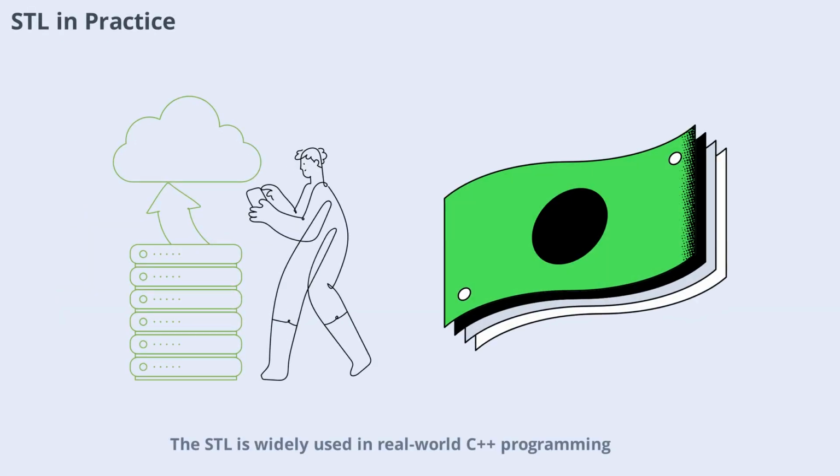STL is widely used in real-world C++ programming. Its containers and algorithms save time, reduce bugs, and make code more readable. By mastering STL, you can tackle complex problems with simple, elegant solutions. Whether you're sorting data, managing collections, or implementing algorithms, STL provides the tools you need.